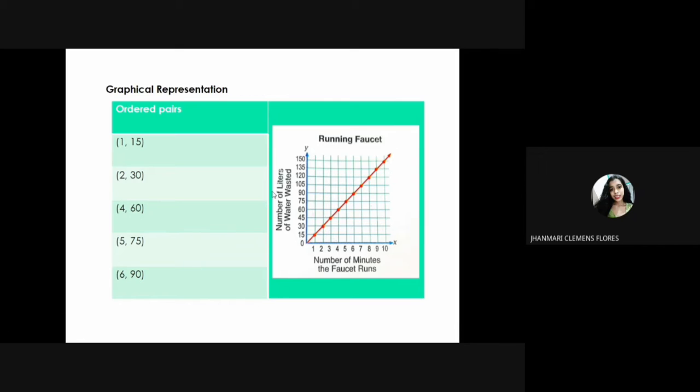Based on this graphical representation, the 150 is the largest number of liters of water wasted here in this graphical representation. And the smallest number, the lesser one, is obviously 15. Then the largest is 150. So I think you're getting the whole point and you're able to grasp the entire idea.